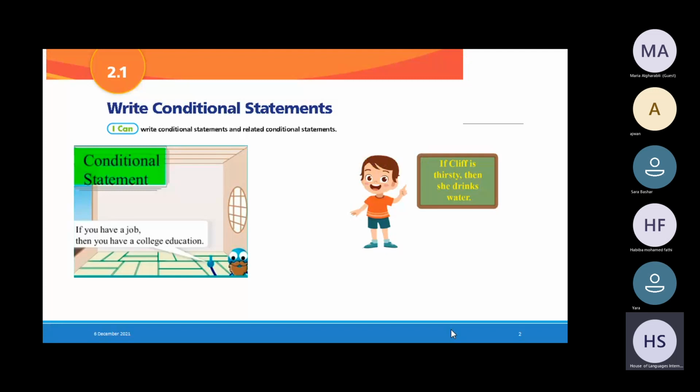Conditional statements, as you talked about before in English, like if you say, if you have a job, then you have a college education. So it must have two words: if and then. If you are hungry, then you must eat. If Cliff is thirsty, then she drinks water. This is what we call conditional statements.